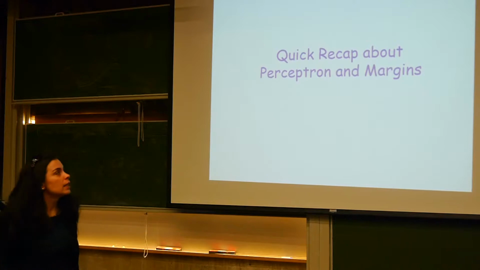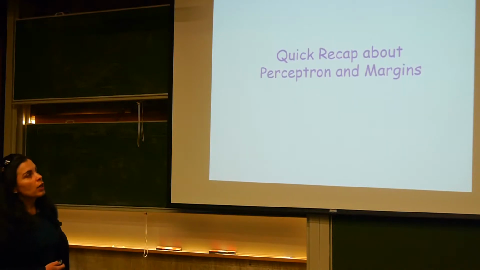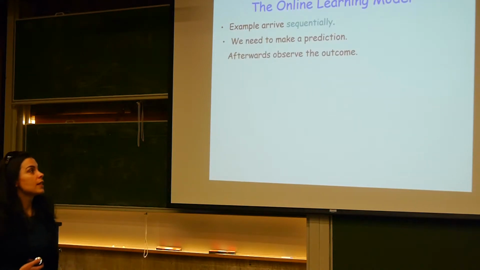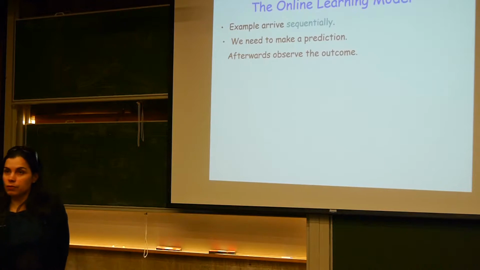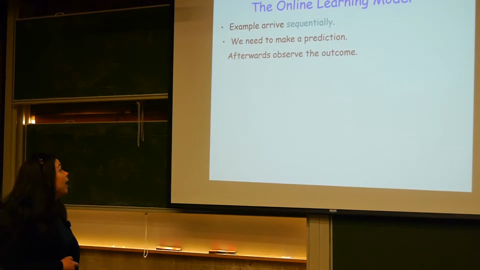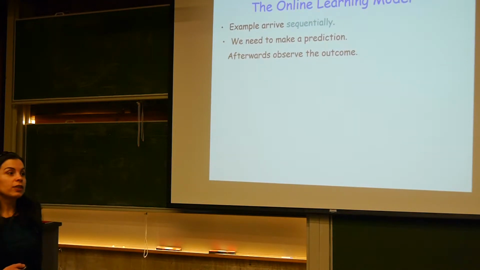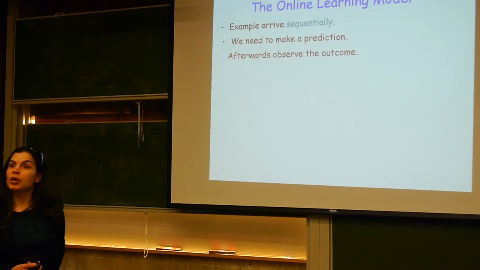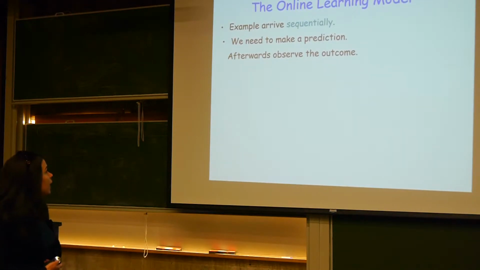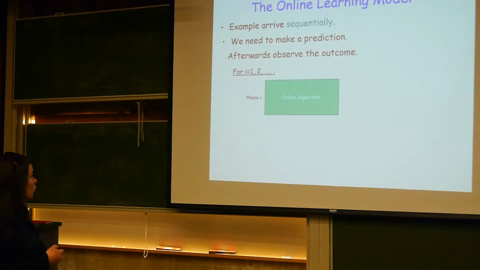By contrast, in the online learning model, we assume that the examples arrive sequentially. Every day an example arrives, and we need to make a prediction. For example, every day an email message arrives, and we have to predict immediately whether it's spam or not. Then at the end of the day, we are told the true label of that example: it was spam or it wasn't spam. This is the online learning model.